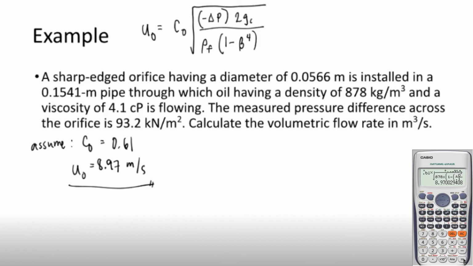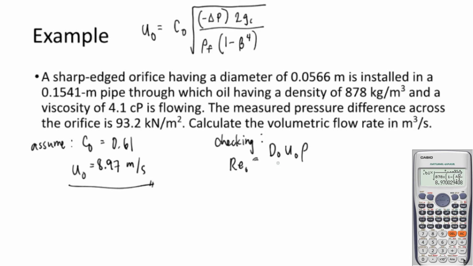Now to check, we have to determine the Reynolds number at the orifice. That would be diameter of the orifice, velocity at the orifice, density over viscosity of the fluid. The viscosity of our fluid is given as 4.1 centipoise. You can always convert this to millipascal seconds. You simply remember that 1 centipoise is equal to 1 millipascal second. Therefore, our viscosity is 4.1 times 10 raised to negative 3 pascal seconds.